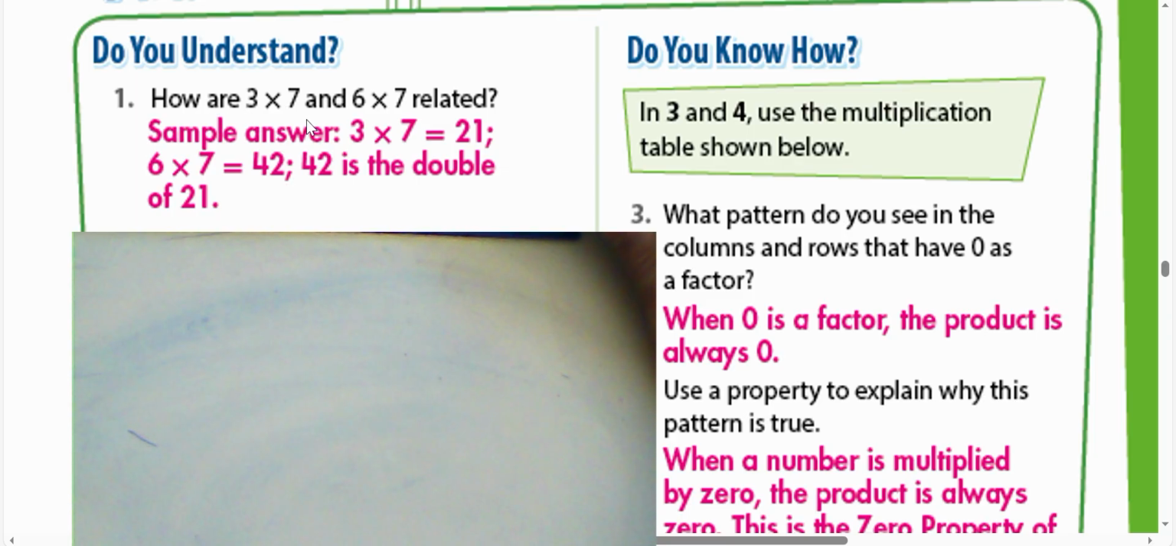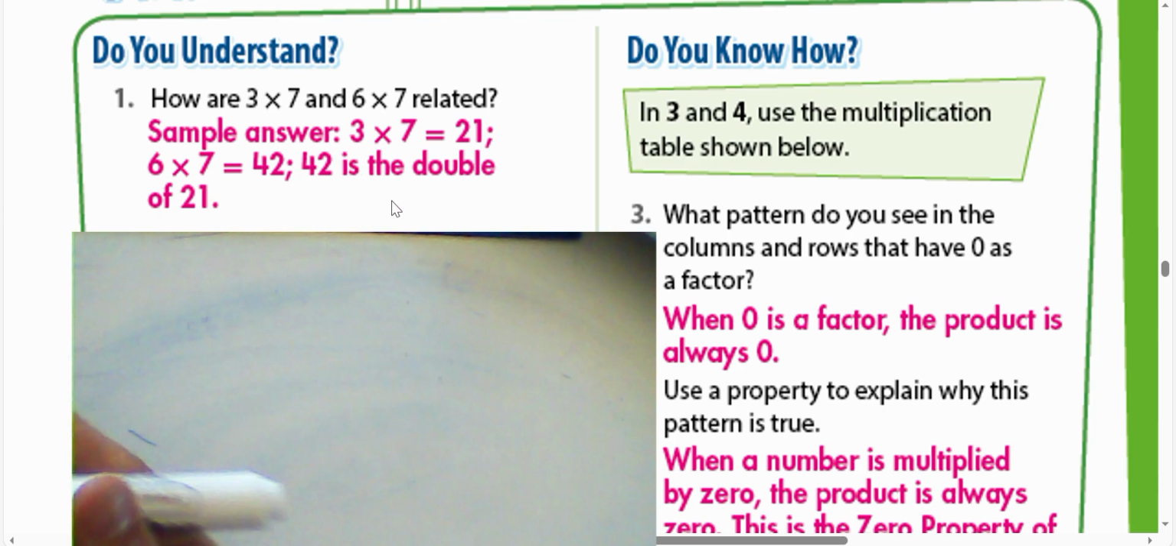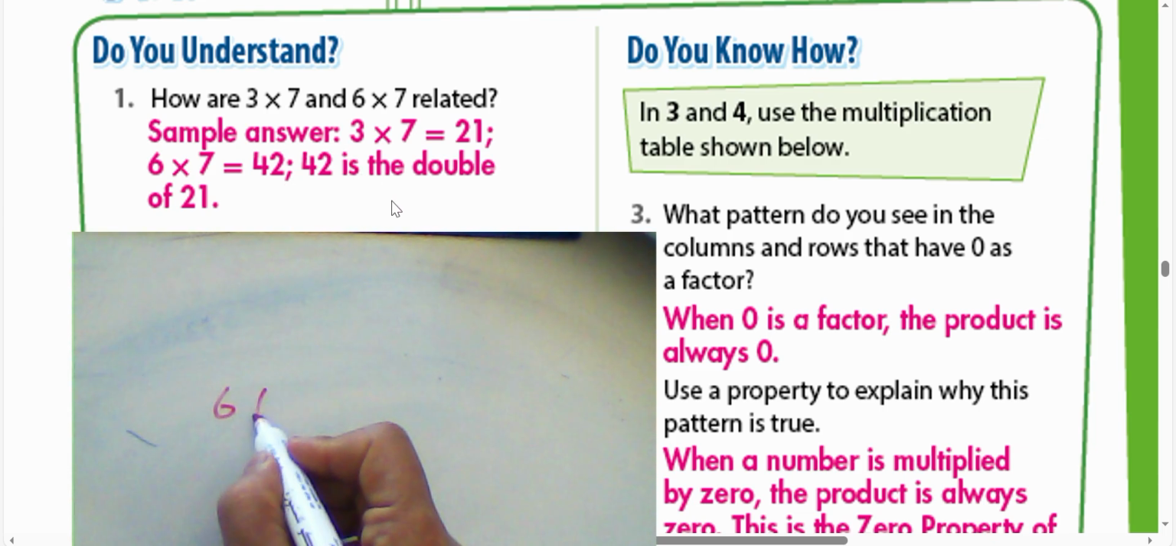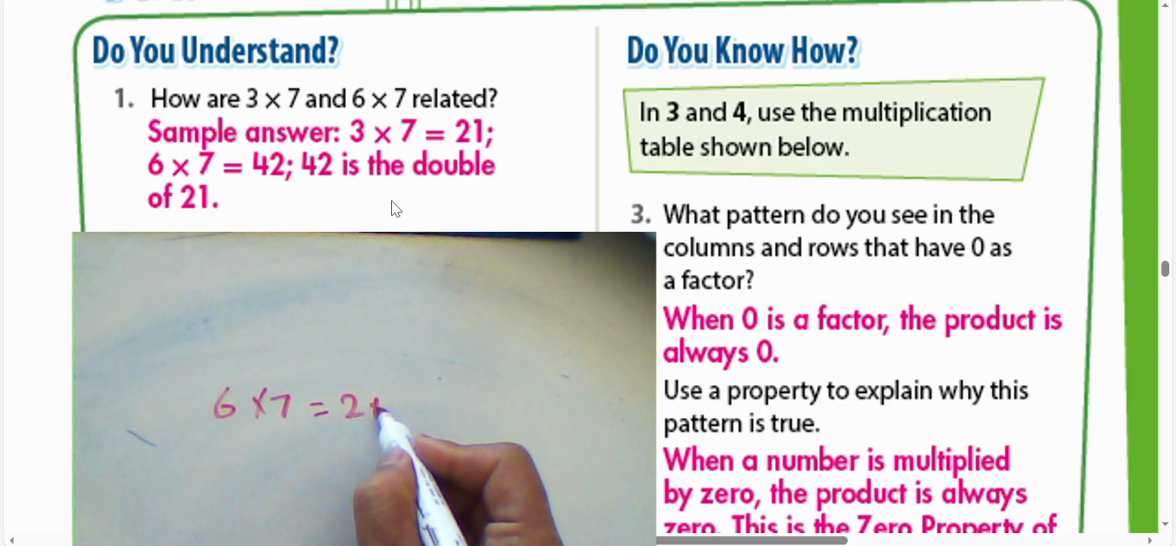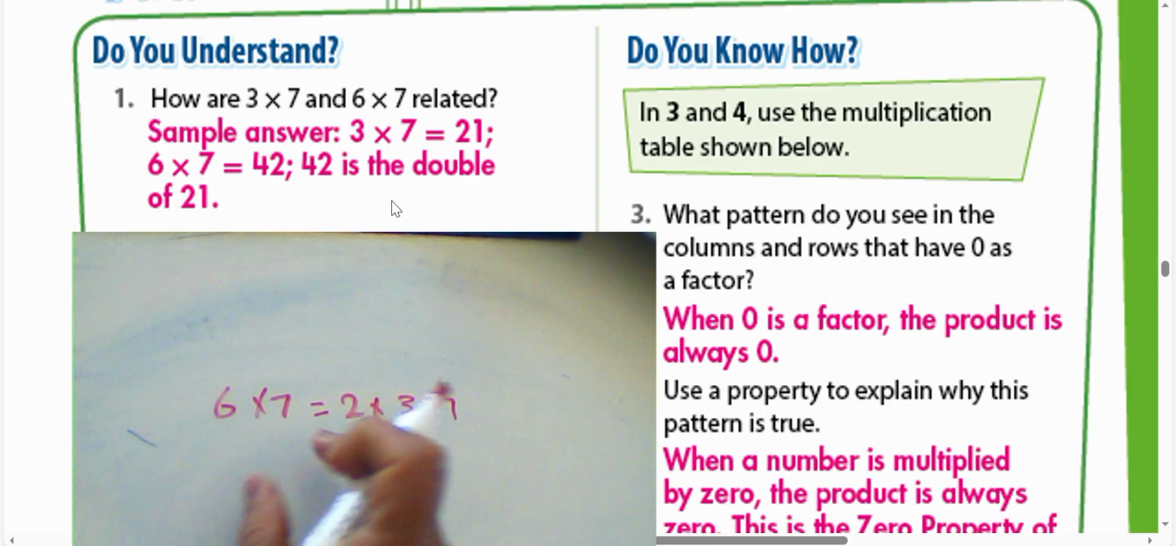Number 1, how are 3 times 7 and 6 times 7 related? We know 3 times 7 is 21, and 6 times 7 is double 21, which is 42, because 3 times 2 equals 6. Like here, we have 6 times 7 equals 2 times 3 times 7, because 2 times 3 is 6.